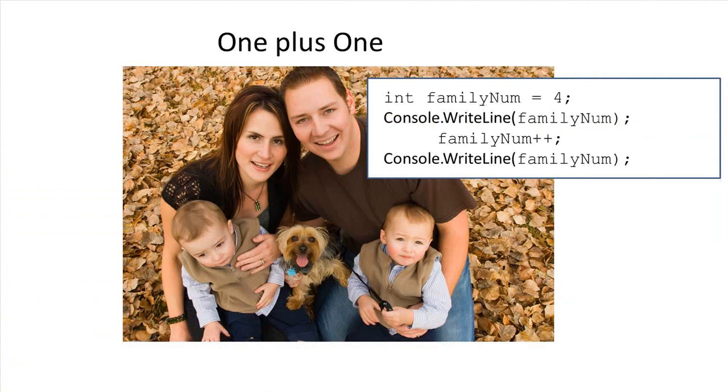Now this particular line is so common that programmers have come up with a great shorthand for it. This line here does the exact same thing. Family num plus plus. This notation is known as a unary operator, since there is only one value associated with the operation.